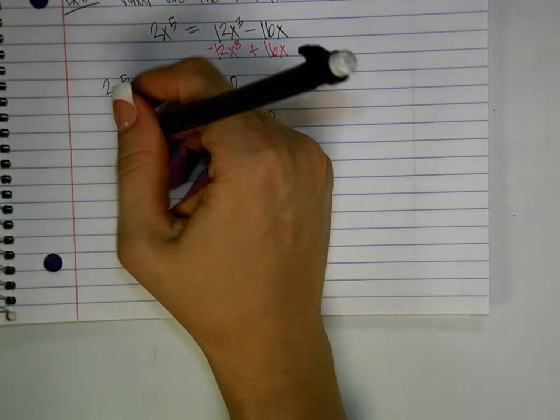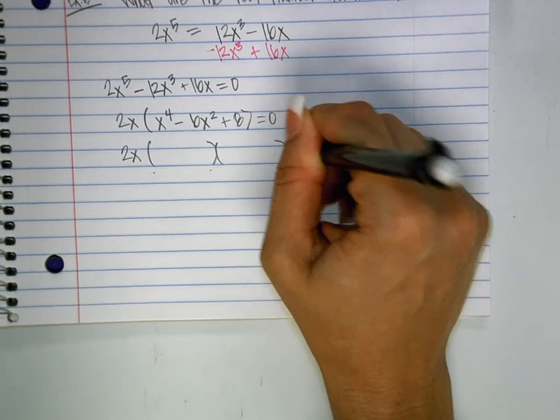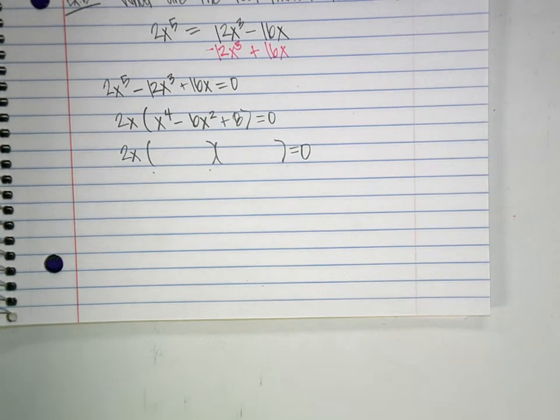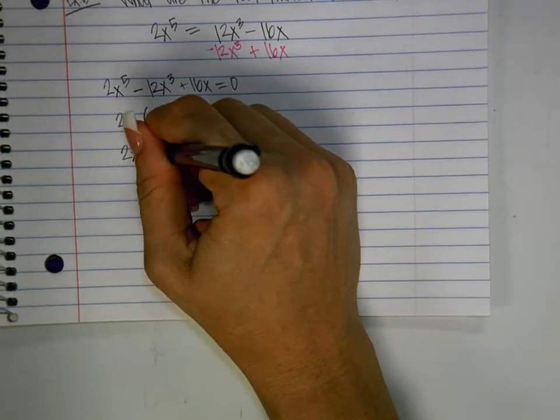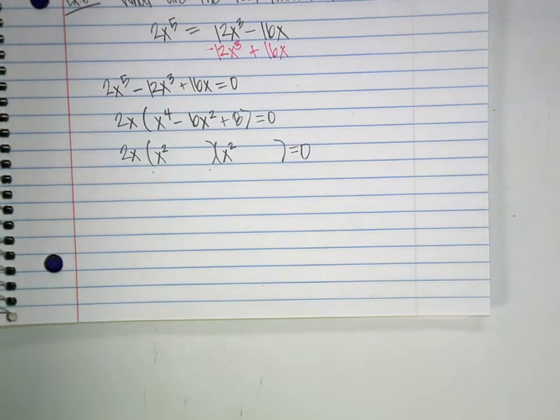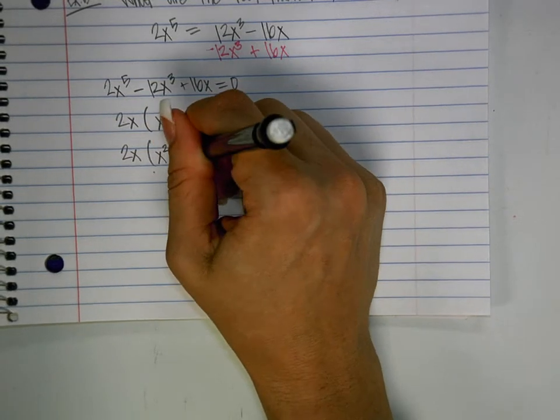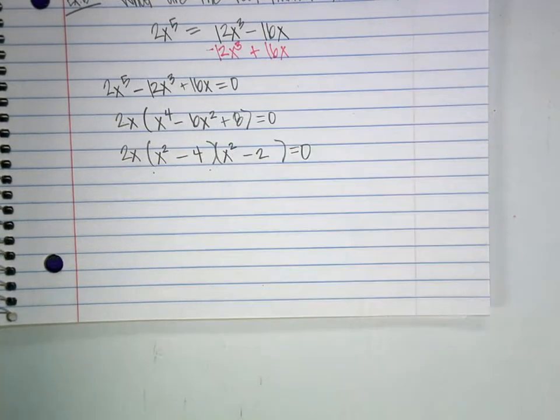That can be factored. You still have a 2x on the outside. Make sure you don't lose that. That's where a lot of mistakes can happen. X to the 4th breaks down to x squared and x squared. What multiplies to 8 and adds to 6? 4 and 2. So minus 4 and minus 2, it has to be negative for both.